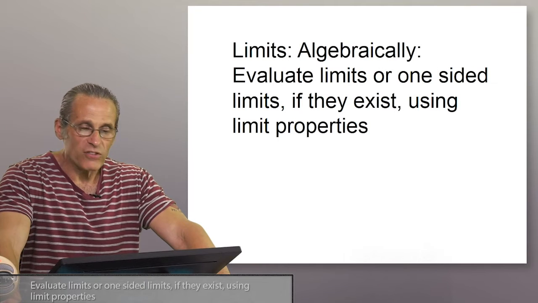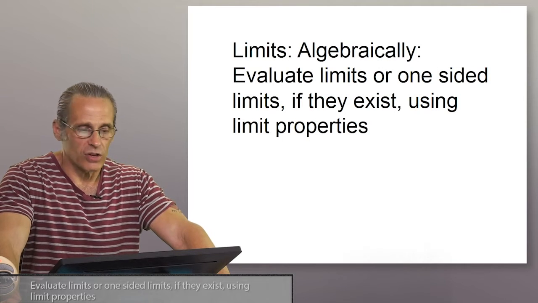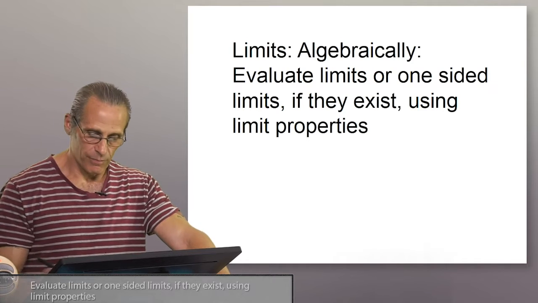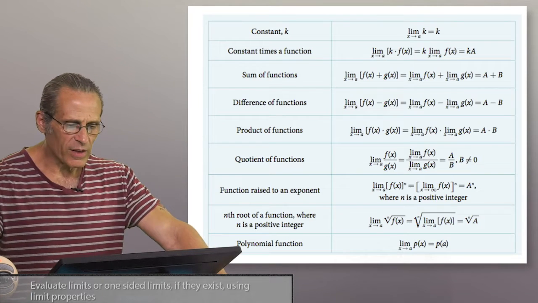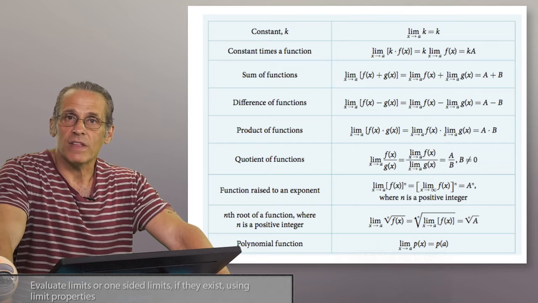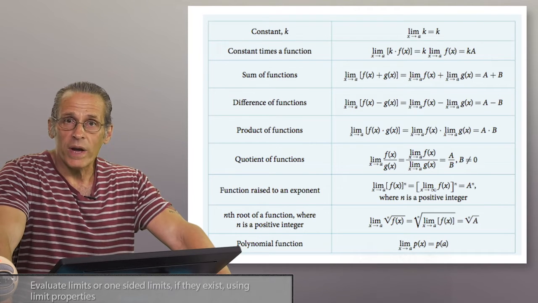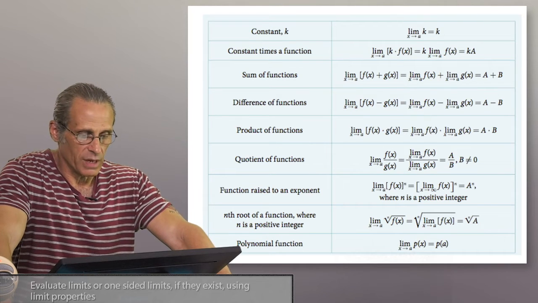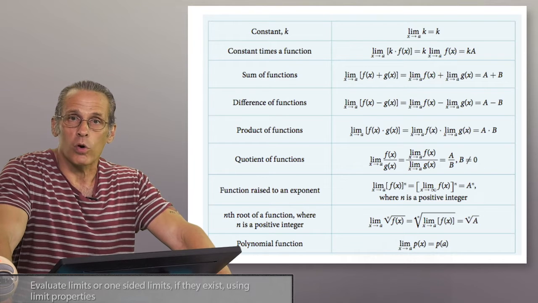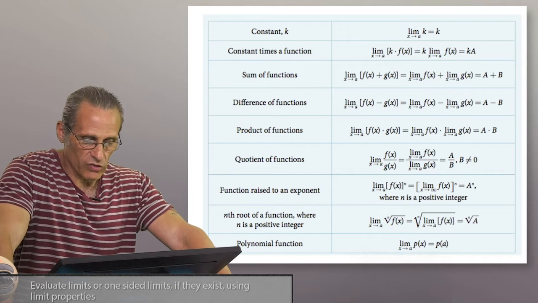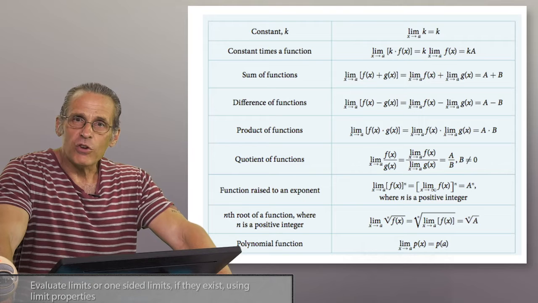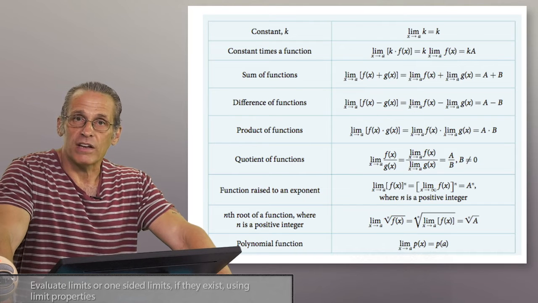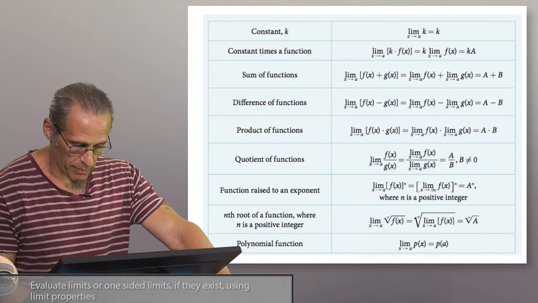Evaluate limits or one-sided limits if they exist using limit properties. There are properties that we can use to evaluate limits that make these evaluations quick because we're just doing algebra. Now, I know there's a whole lot here to absorb, and you're welcome to look through these limit properties, but let's go ahead and just explore a couple of them and take a look at what they're saying.